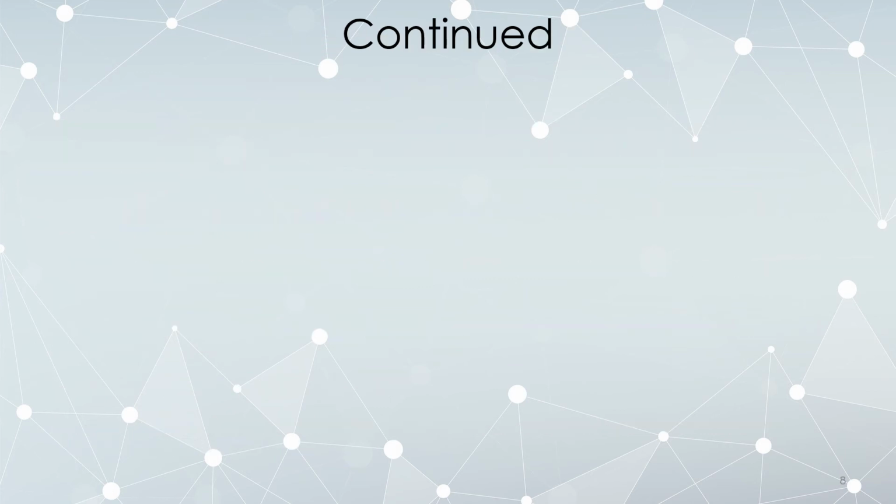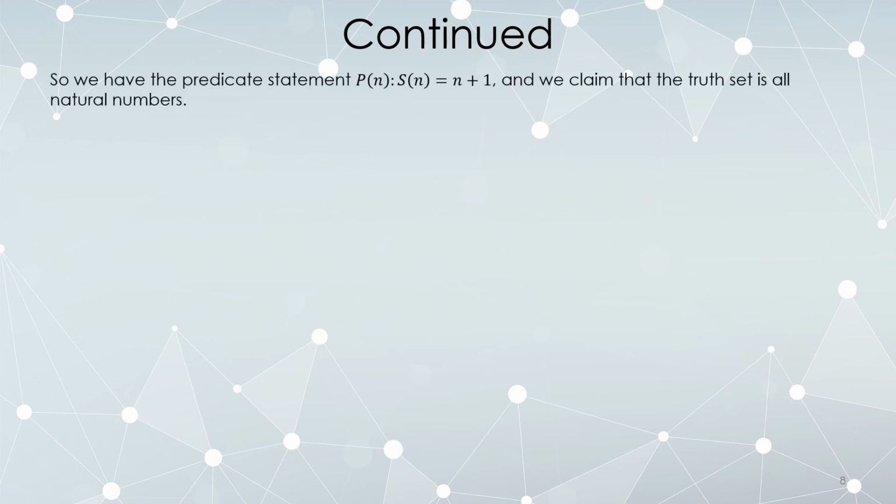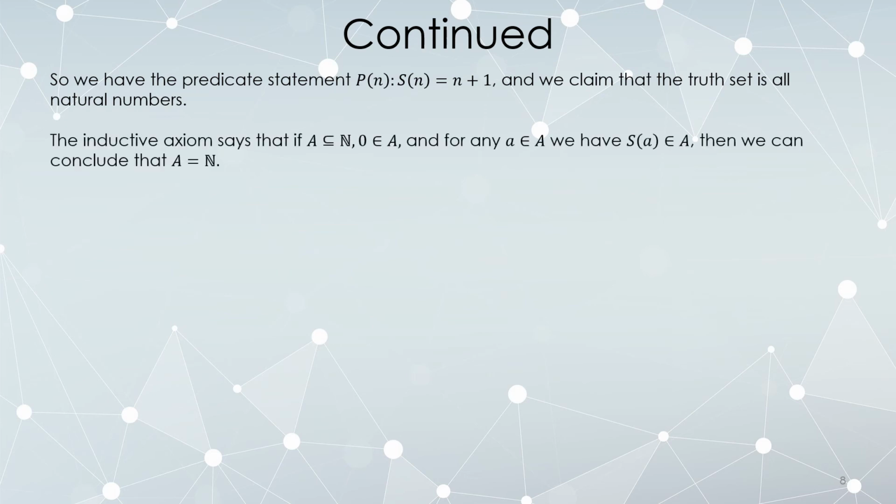Well then, let's get to proving it. We've got this predicate statement. P of n is true whenever the successor of n is equal to n plus 1. And we're going to claim that this statement is true for every natural number. The inductive axiom said, if you have a subset of the natural numbers which contains 0, and whenever you have a number in it, you also have its successor, then you can conclude your set was all natural numbers. So specifically, we're going to show that our truth set satisfies these properties. Specifically, we need to show that 0 is a specific number for which this is true, and if this is ever true for n, then it is also true for its successor.